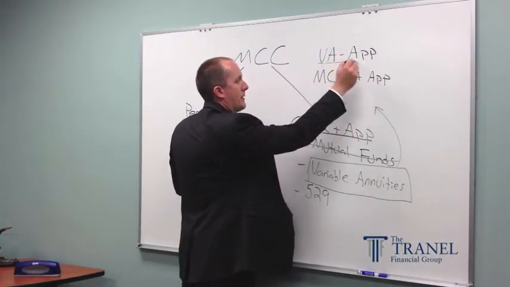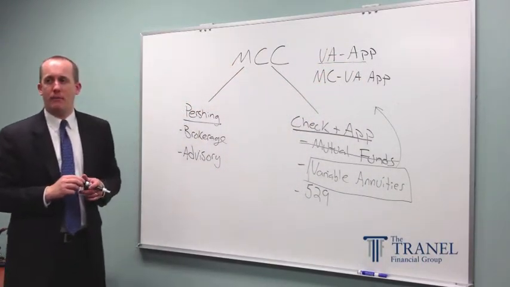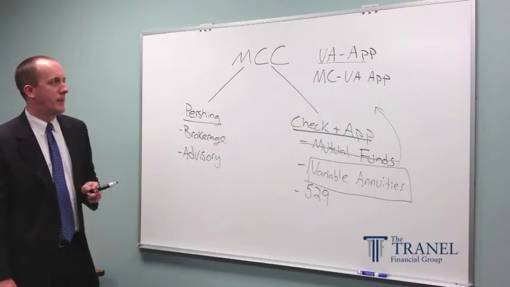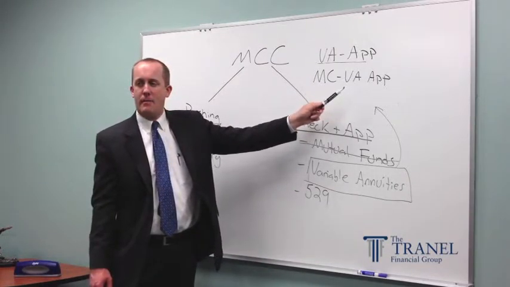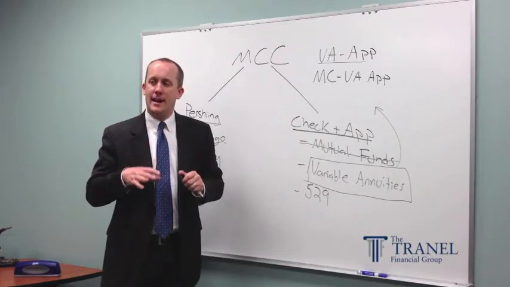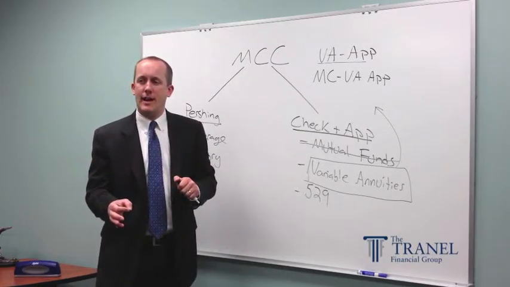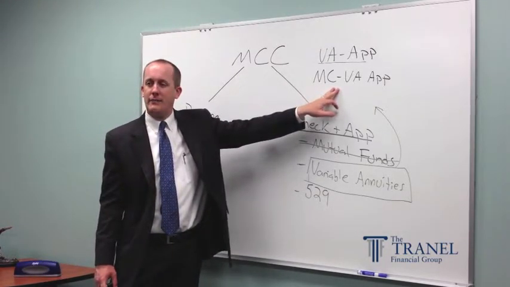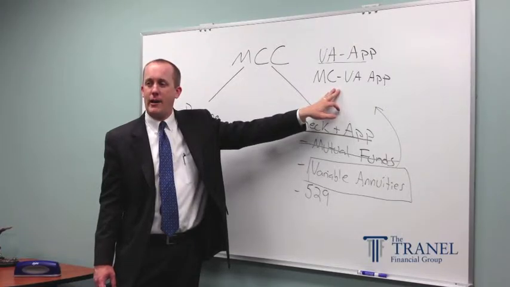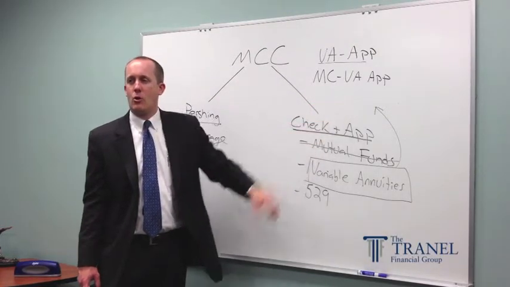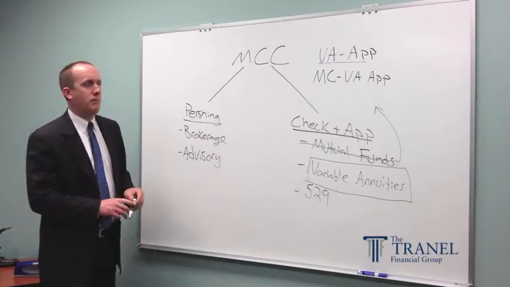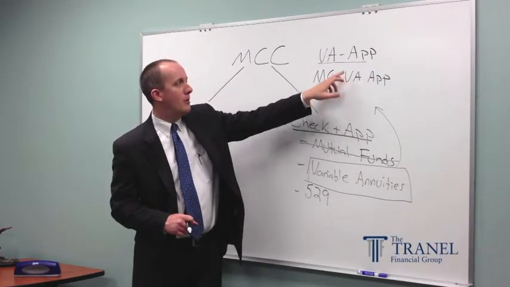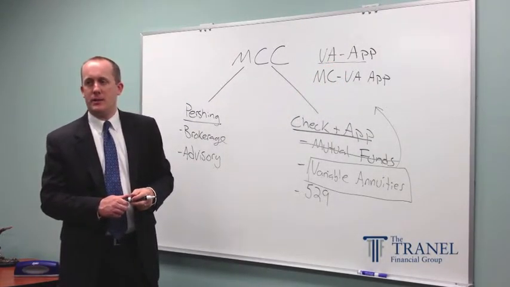The VA app is the actual application from the insurance company itself, like Prudential, Jackson, Transamerica, etc. The Money Concepts VA app is Money Concepts' own in-house paperwork that assigns you as the advisor on the VA application. It also provides a lot of the disclosures that your client will need to sign off on or initial in order to open up the business. It's important to know that this is a Money Concepts specific form and this is an annuity company specific form.